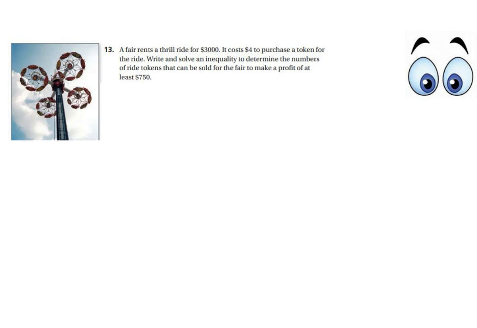So we know we need to make at least $750. Oops, sorry, at least is greater than or equal to. So all of this has to be greater than or equal to the 750. $4 per ride, so that's going to be 4R minus $3,000, which is how much it costs to rent the ride. So then we're just going to solve.